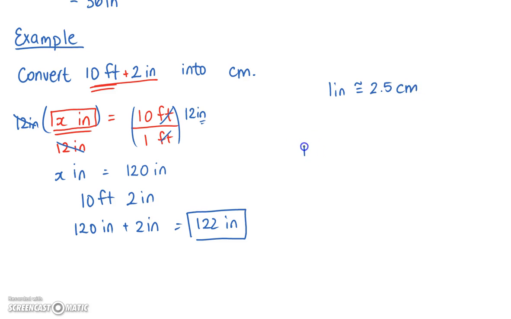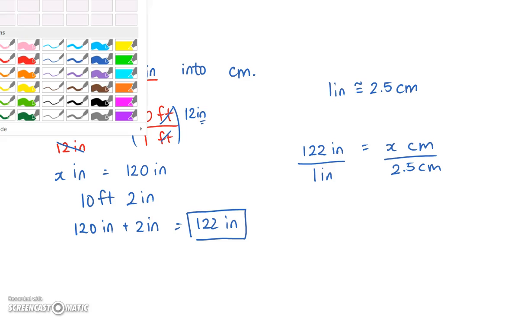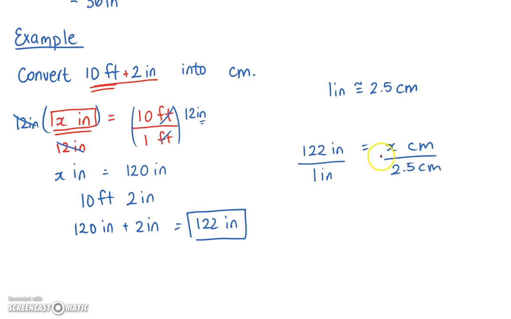So again, we have 122 inches. We want to figure out how many centimeters that's going to be. So we have a ratio of 1 inch to 2.5 centimeters. Again, we want to isolate for just our one term here. So to eliminate our 2.5 centimeters in the denominator, we can multiply numerator and denominator by 2.5 centimeters on both sides of the equation.